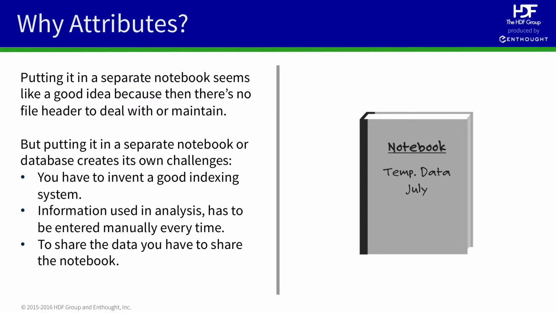For example, we need some way to retrieve the metadata that describes the particular data we're analyzing, which means we need to invent an indexing system. Every time we perform the analysis, we need to go back to the notebook and enter the information manually. And of course, if we share the data with someone, we also need to share the entire notebook.